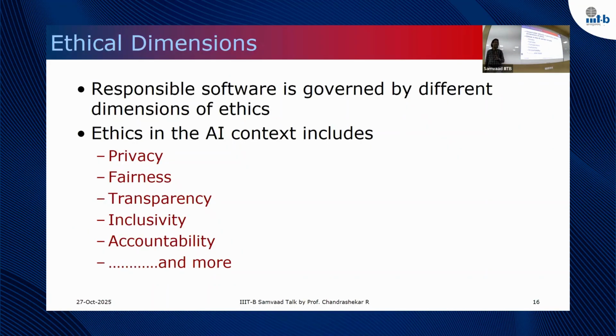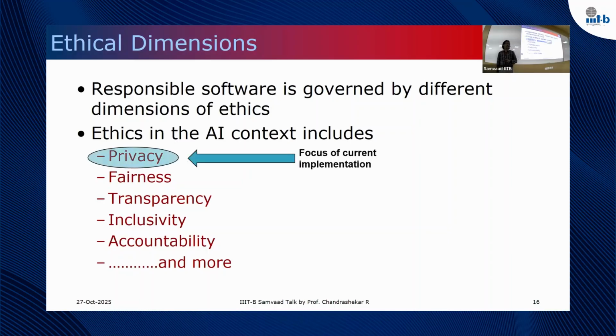So let's switch our attention a little bit to the ethical dimensions. So when we talk about responsible software, we may want to target a few dimensions of ethics. So ethics in the AI context specifically talks about privacy, fairness, transparency, inclusivity, accountability, a lot more, okay? So what we did was we just took one aspect of it, which is the privacy aspect, and try to explore whether it is even possible to do what we are aiming to do, right? Is it possible to create a flexible software which is non-intrusive and all of the good stuff, whether it is possible or not? So that is what I'm going to be taking up.